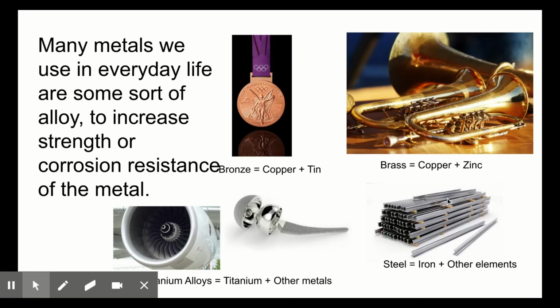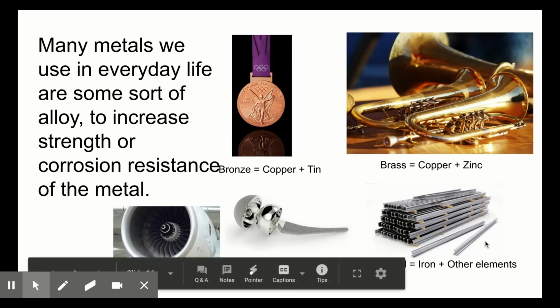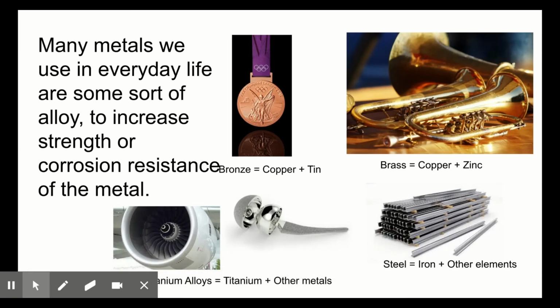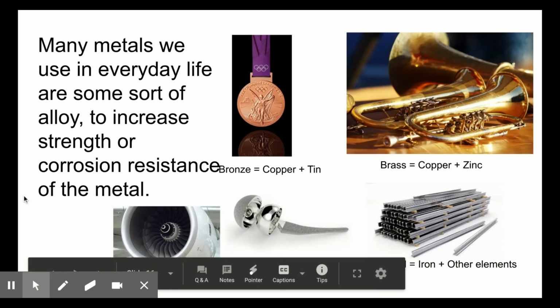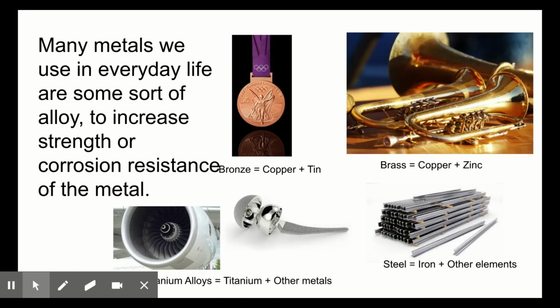There are many, many types of steels, all that they have in common is they are iron mixed with other elements to give it different properties. And we have titanium alloys, which is titanium and other elements. And we use titanium because it's extremely lightweight and extremely strong. So we use it in aerospace technology like plane engines, on spaceships, and it's very corrosion resistant. So we can use it in human bodies as well. So that's a picture in the middle. That is a picture of a hip replacement.